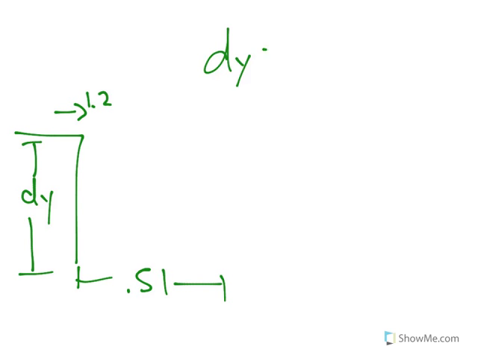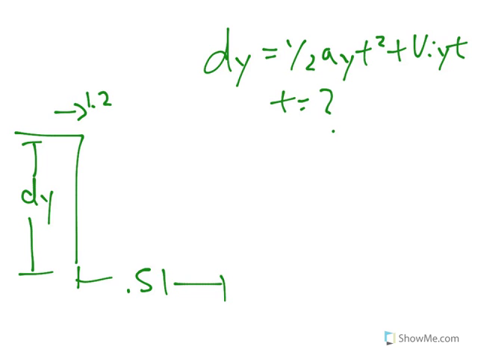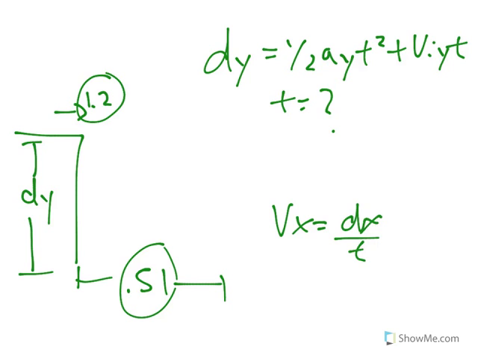So to work out dy equals 1/2 ay t squared plus viyt we need to find a time. How do we find a time? Well, we have a velocity in x, and we have a distance in the x. So we are going to use Vx equals dx over t to solve for time. So we would do 1.2 equals 0.51 over t. And if we do this, we get 0.425 seconds is equal to time.